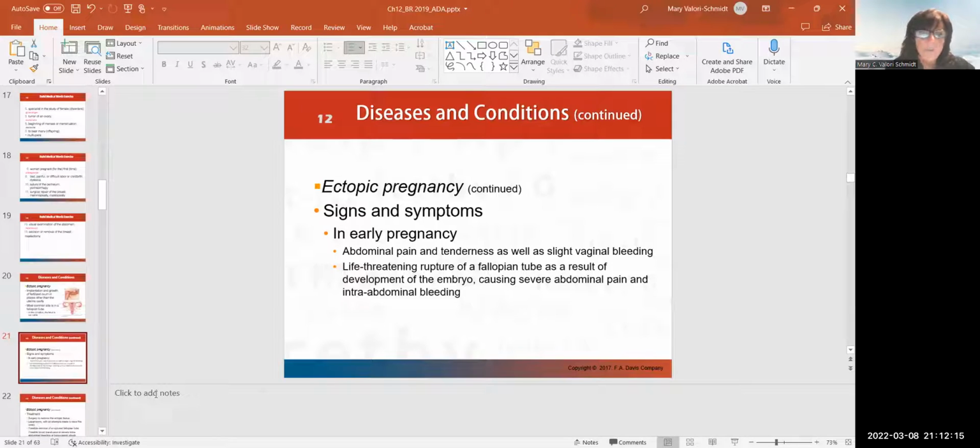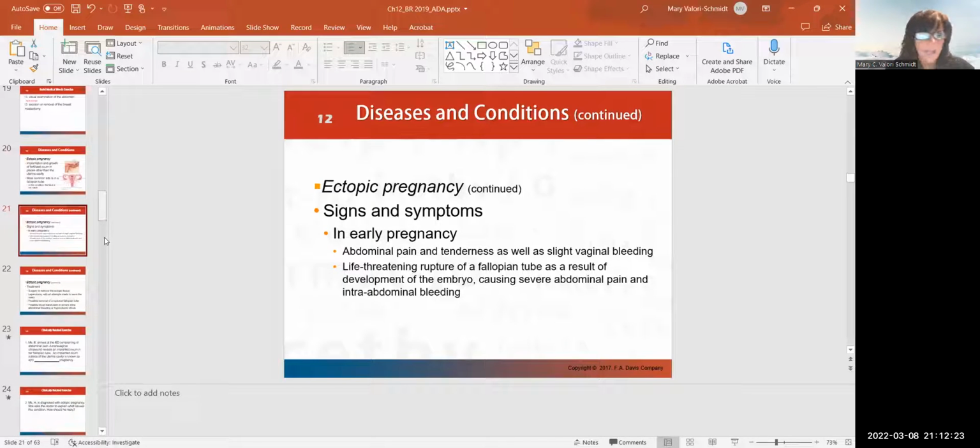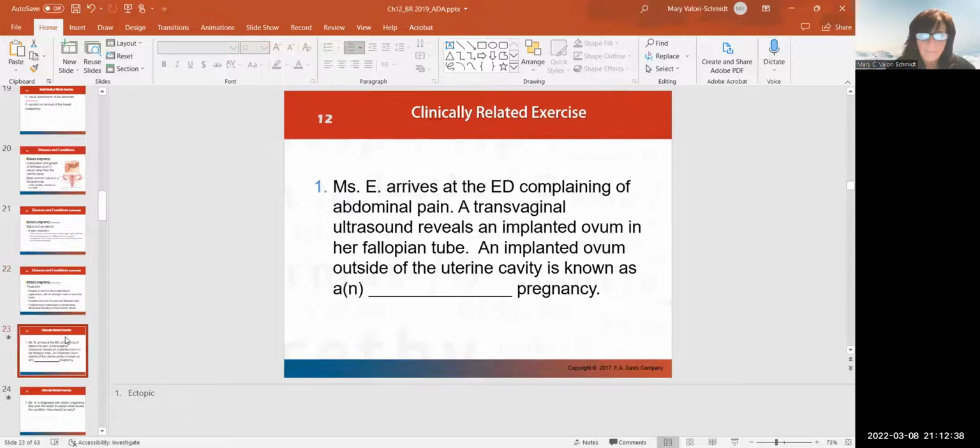Signs and symptoms, usually abdominal pain and tenderness. If the fallopian tube ruptures, that can be very dangerous. Intra-abdominal bleeding, the hemorrhage, can cause shock, et cetera. The treatment is surgery to remove the ectopic tissue. Sometimes they have to remove the tube. Sometimes they have to remove the ovary. The person is lucky if it's caught early enough.